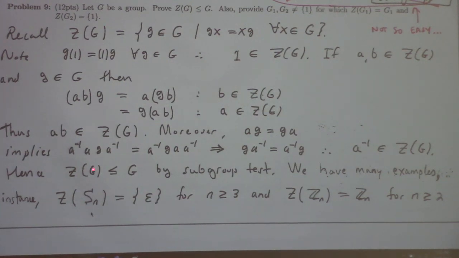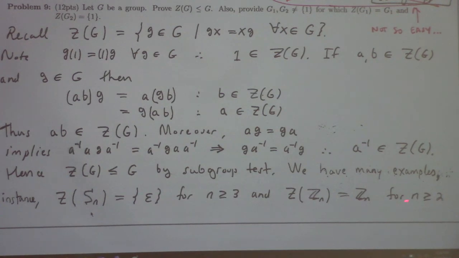Anyway, so therefore the center is a subgroup by the subgroup test. And then in terms of examples where the center is the whole group or the center is just one, any abelian group will have the whole thing being the center, right? Because in an abelian group, every element commutes with every element. So any abelian example will do.